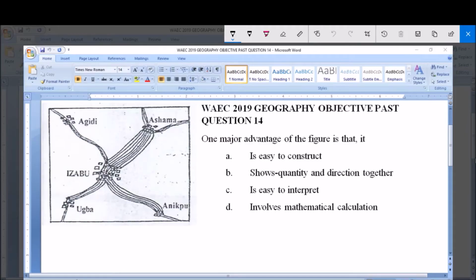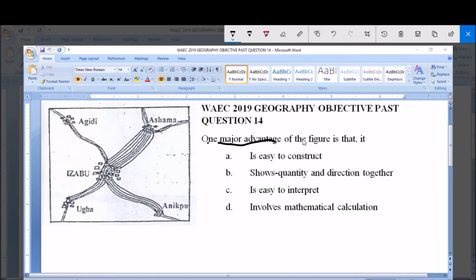One major advantage of the figure is that A, is easy to construct, B, shows quantity and direction together, C, is easy to interpret, D, involves mathematical calculation. So we are looking for the major advantage of this figure, this flow map. What is a major advantage of the flow map?